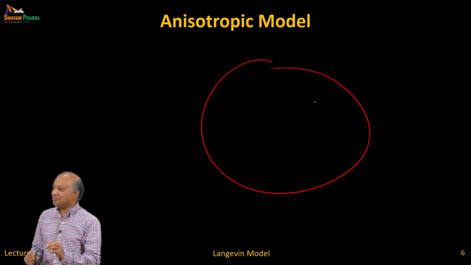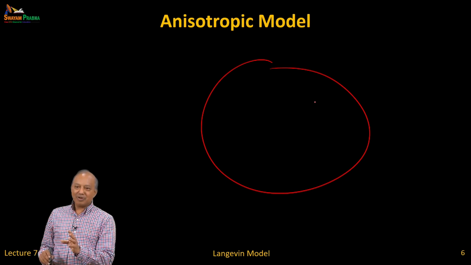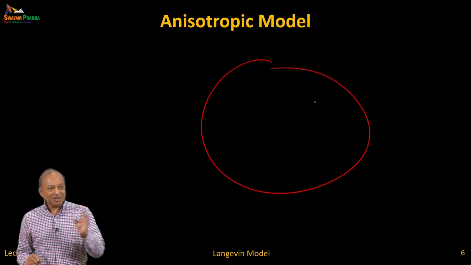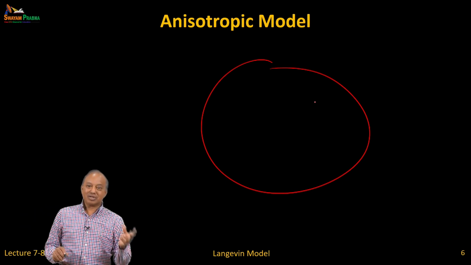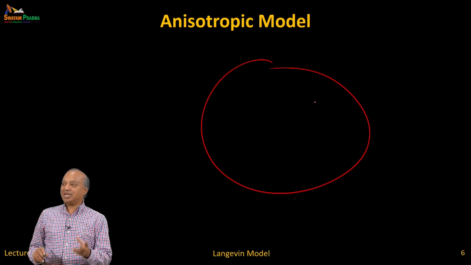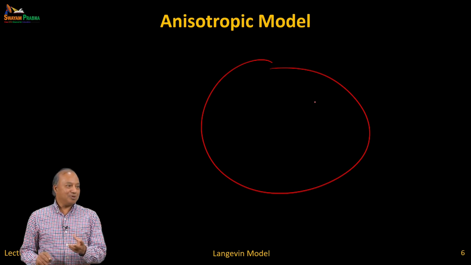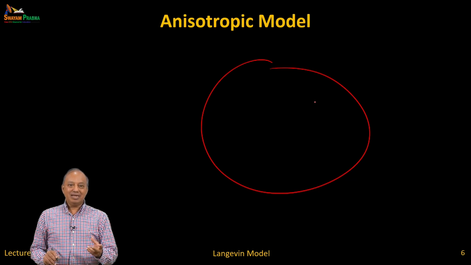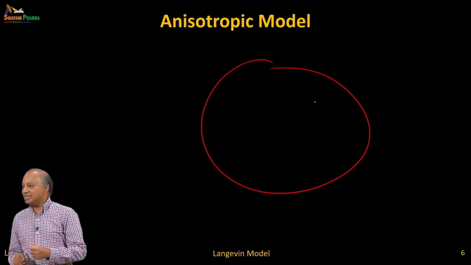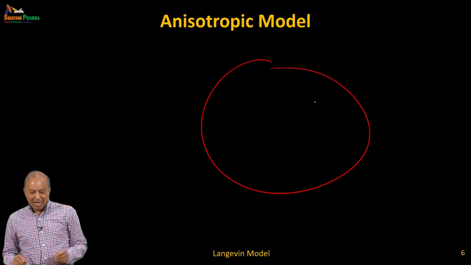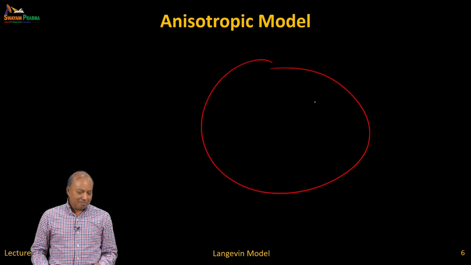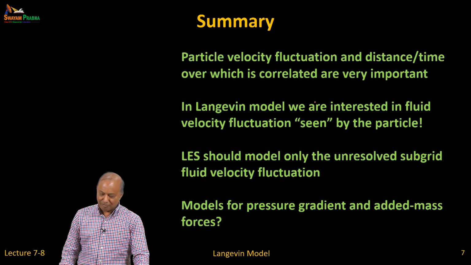You will have a time scale which will keep some memory. The memory could be different in the streamwise direction and in the wall normal direction, and a fresh kick of dW, whose amplitude will be based on the mean velocity fluctuation in the streamwise, transverse, etc. So the anisotropic model is nothing but a more complicated version of what I showed.